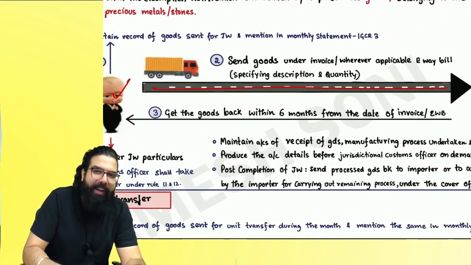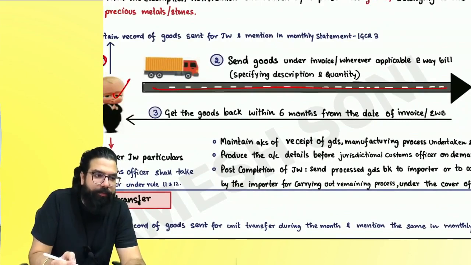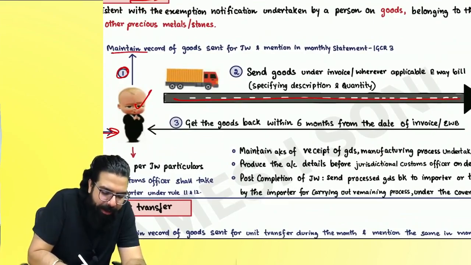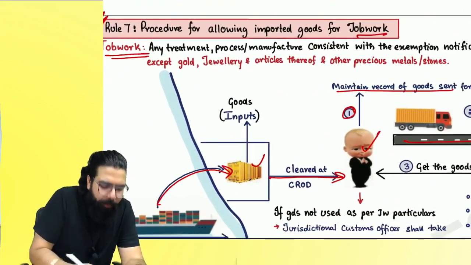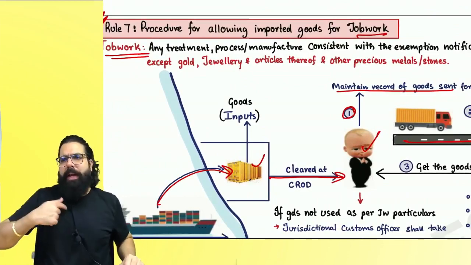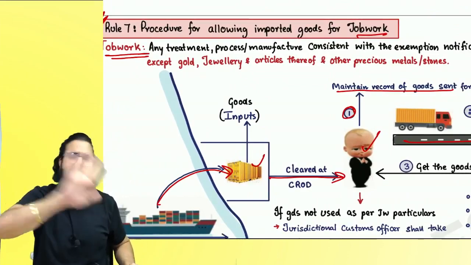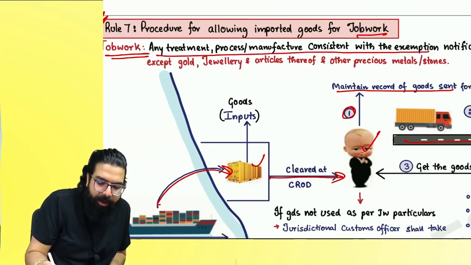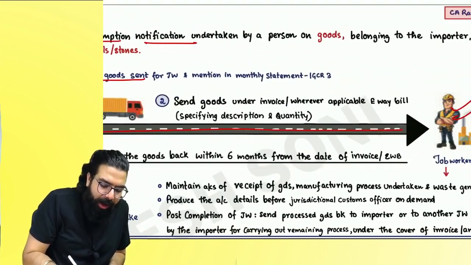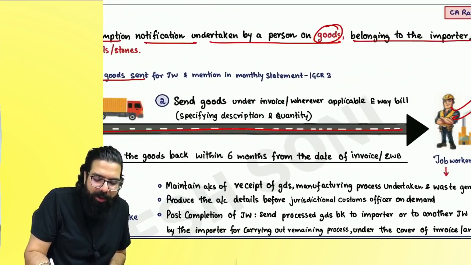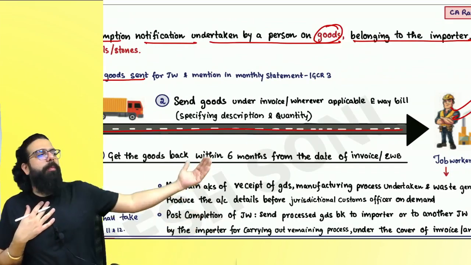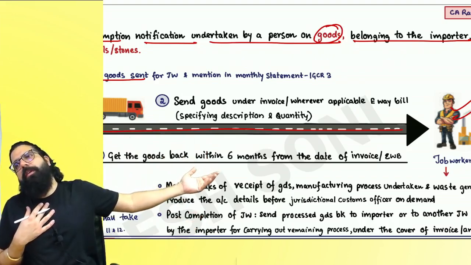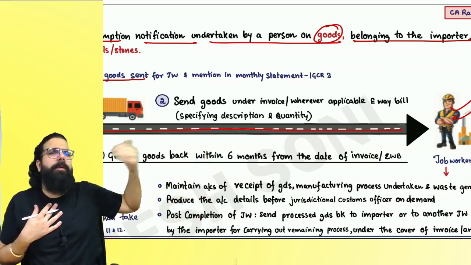See, everyone, just maintain. Who will maintain? Number one, the boss. You remember the boss in GST? It is this boss who will maintain. So here it says, what do you mean by job work? People, can you tell me what is job work? Any treatment or process on another person's goods is job work. But here they have told, any treatment or process or manufacturing consistent with the exemption notification undertaken by a person on goods belonging to the importer. So whoever is undertaking the work on my goods will be called the job worker. Job worker means he will do treatment or process on my goods.